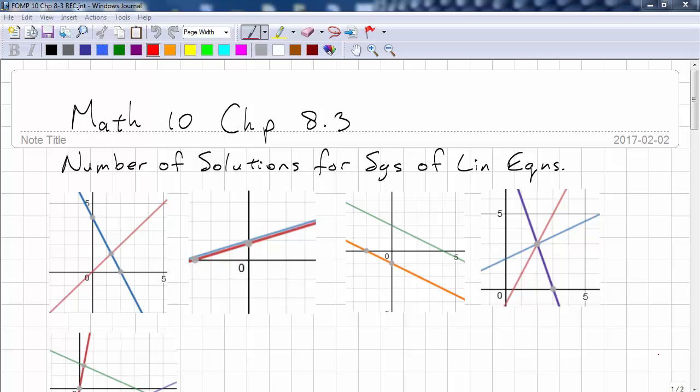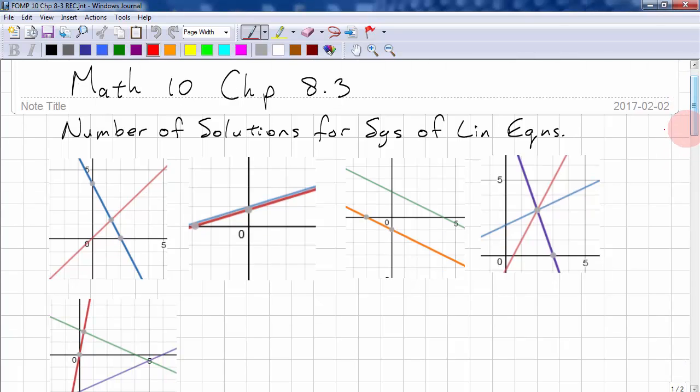This is Foundations of Math and Pre-Calculus 10, Chapter 8.3. We're going to look at the number of solutions for a system of linear equations. Here, we have one solution. Here, we have an infinite number of solutions. We call this one intersecting lines.